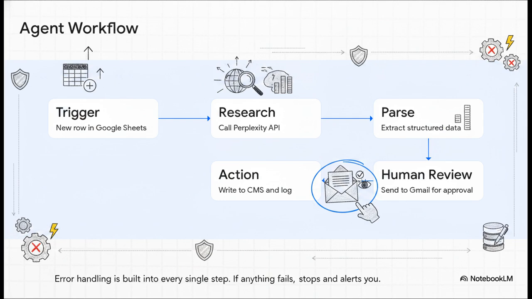Step 3. It parses that text to extract structured data. Step 4 is the magic step, human review. It sends an email to your Gmail for approval. Only upon step 5, with your explicit say-so, does it actually write to your CMS or your logs. Error handling is baked into every single step here. If anything gets weird, it stops and alerts you.